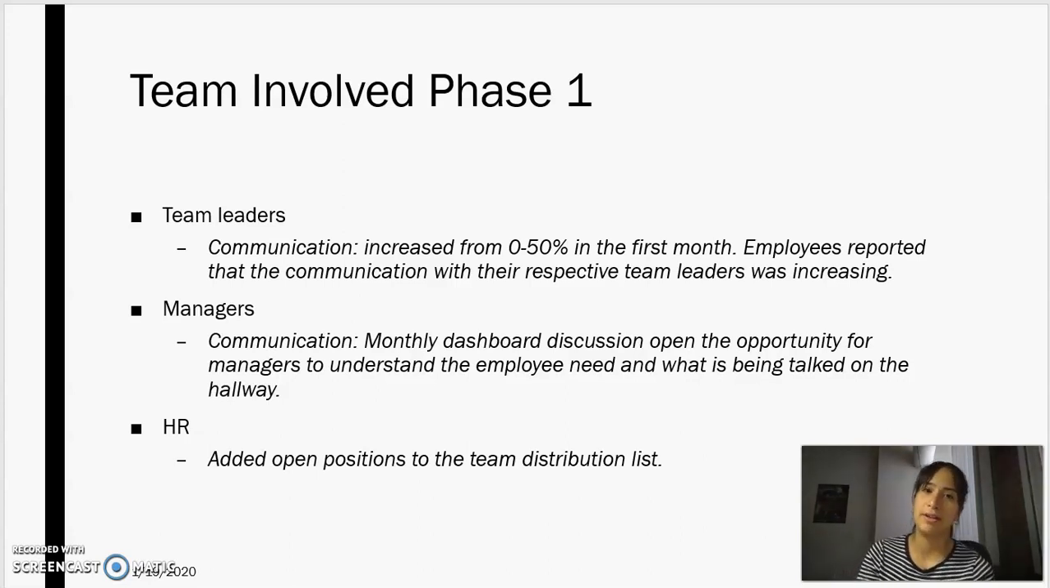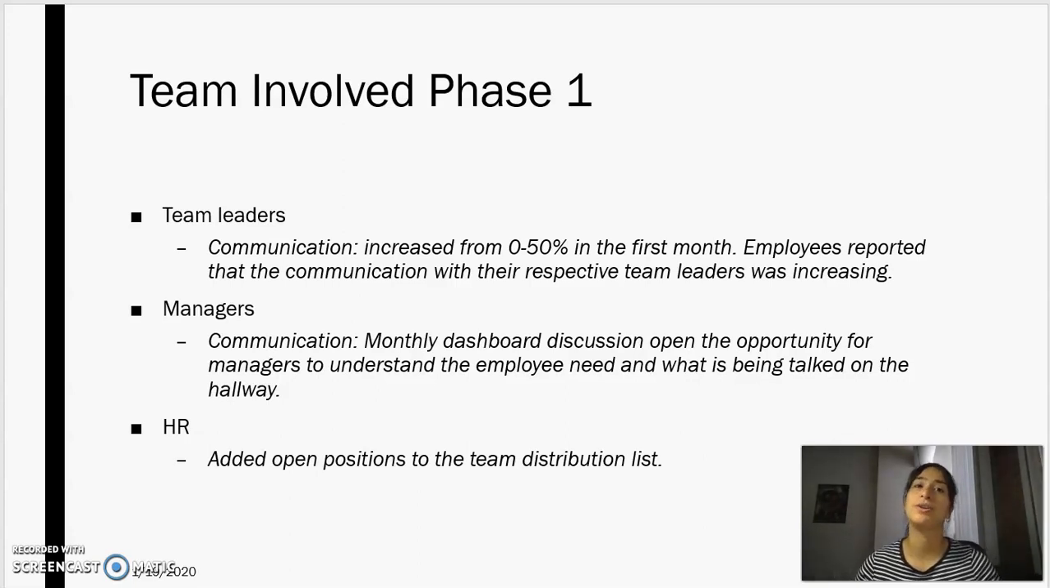Having the dashboard helped the managers in the monthly meetings to answer the questions, and sometimes employees didn't have the opportunity to ask. And also they get to know what was being discussed in the hallways or heard from third parties, and they were able to answer those questions during that time, something that was not happening before.